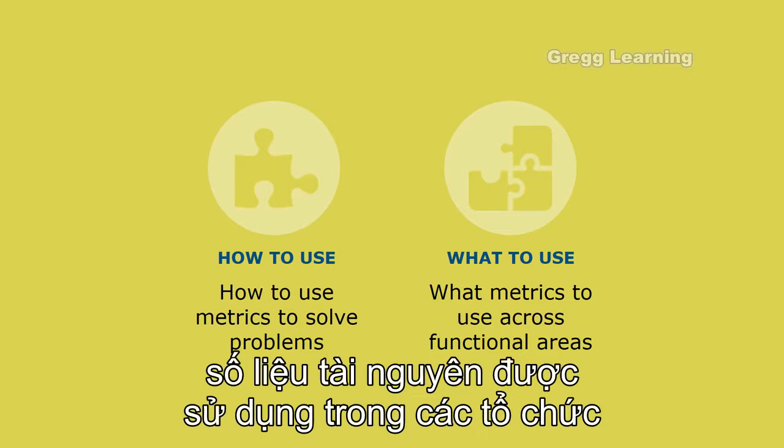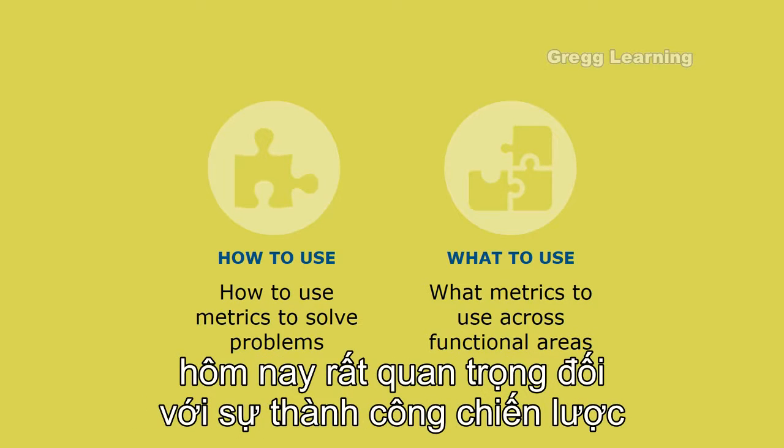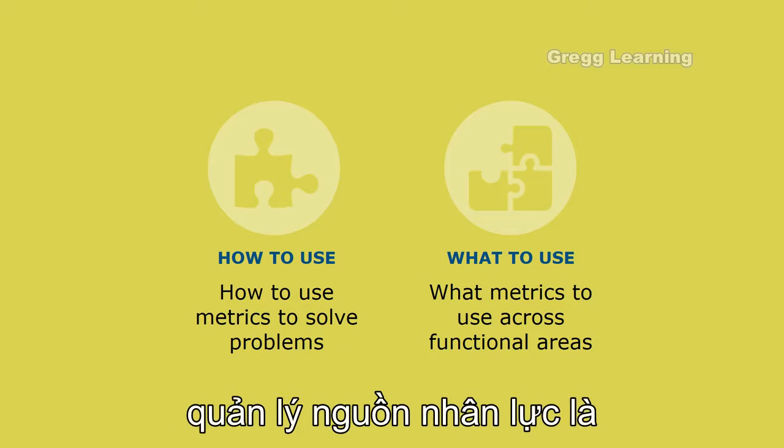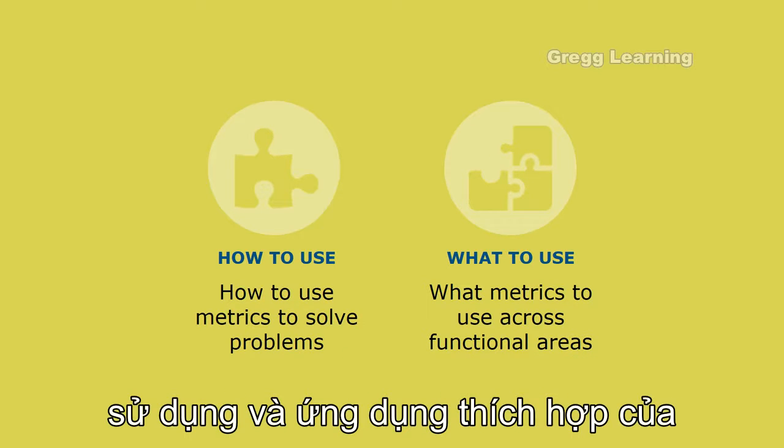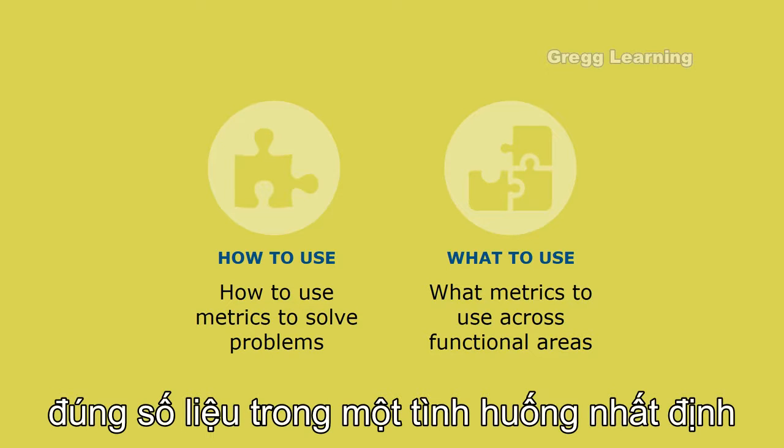There are hundreds of human resource metrics used in organizations today. Critical to the strategic success of human resource management is the appropriate use and application of the right metric in a given situation.